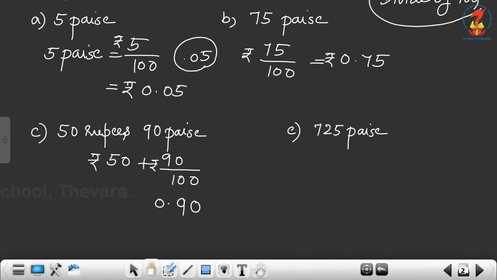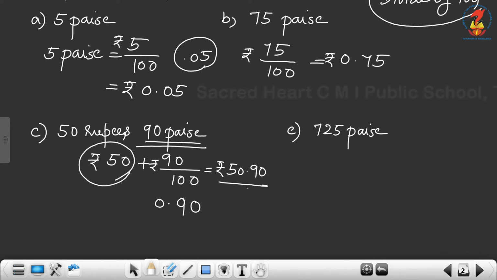0.90. So rupees 50 plus 0.90. So we can write down the answer as rupees 50. So 50 is already given in rupees, so that will come in the whole number part. Then the paise we have to convert and write in the decimal part. So rupees 50.90. Now 725 paise.